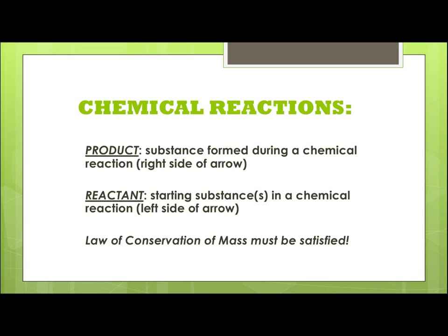Our first definition underneath chemical reactions: remember, chemical reactions have 2 separate parts. They have the products and they have the reactants. If you remember right, the products are going to be on the right side of the arrow, and these are the substances that are formed during a chemical reaction. The reactants, on the other hand, are on the left side of the arrow. These are going to be the substances that you start with in a chemical reaction. Remember back to our first grading period, right? Law of conservation of mass must be satisfied, which means our products must equal our reactants.